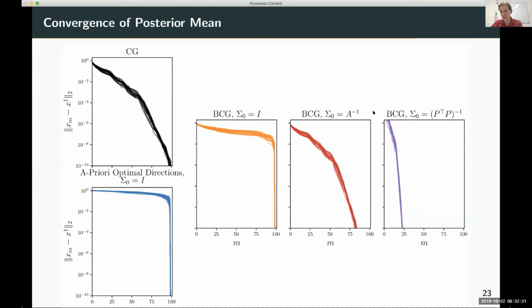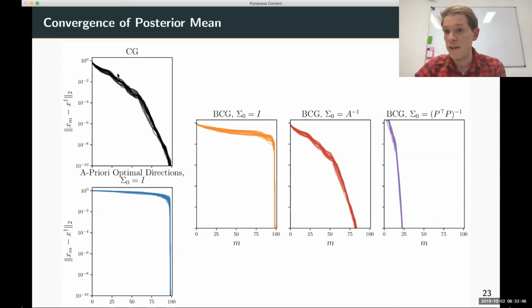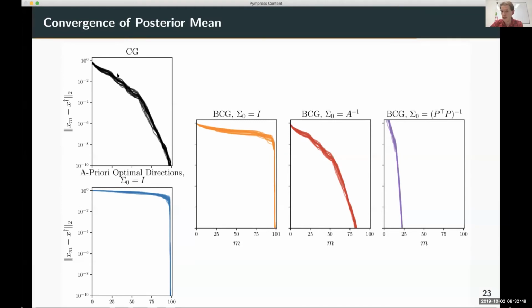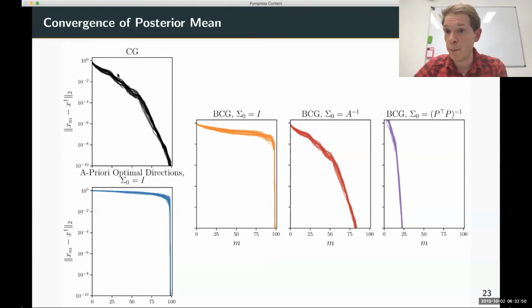Now, it should be emphasized that this is a little bit misleading because we're not comparing like with like. Of course, we could use the preconditioner that we've computed for the prior covariance within CG to accelerate convergence there as well. And then we would see a rate of convergence that was even faster than the rate that we get from Bayes CG. But nevertheless, it's nice to know that there is a practical choice of prior covariance for which we obtain a fast rate of convergence in the posterior mean.